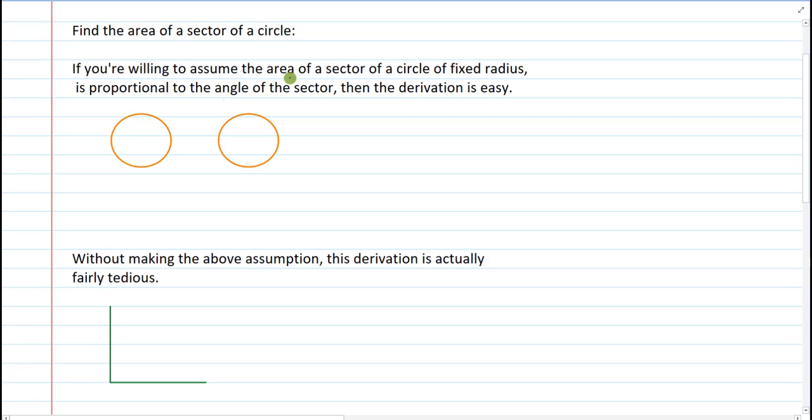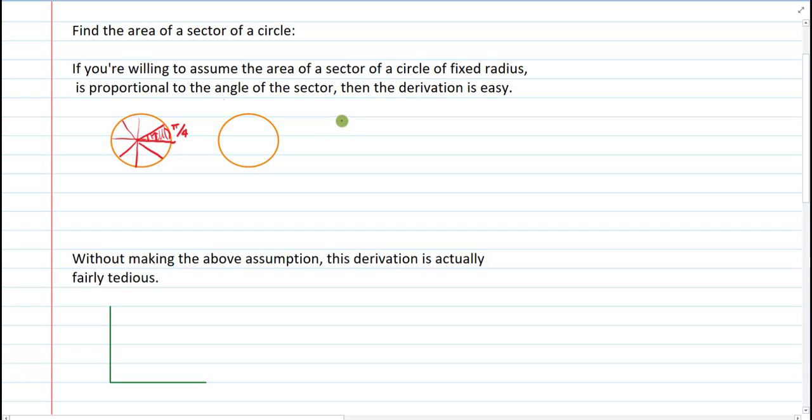First of all, if you're willing to assume that the area of the sector of a circle of fixed radius is proportional to the angle of that sector, then the derivation is straightforward. What do I mean by that? Well, let's say we've got this circle right here, maybe here's the center, and here is the angle pi over 4. And one way to look at that is, hey, we've maybe broken this circle up into 8 slices, and if you assume, and this is the assumption, that the area of that sector right here, the area of this slice, is proportional to the angle that we've taken out of this circle, then finding the area is straightforward.